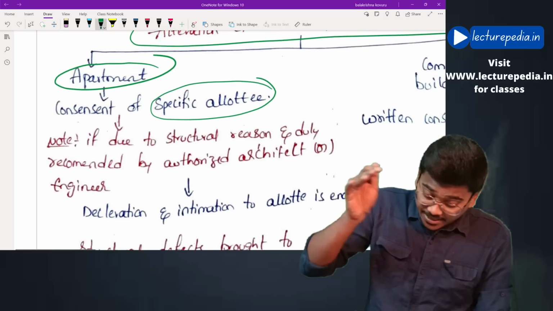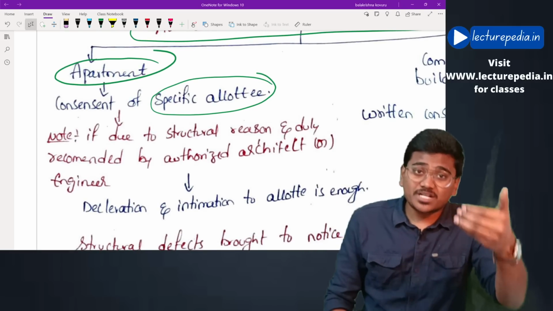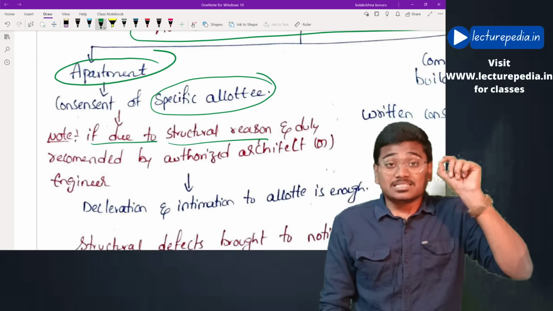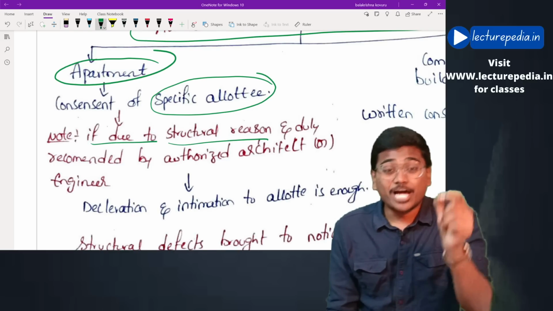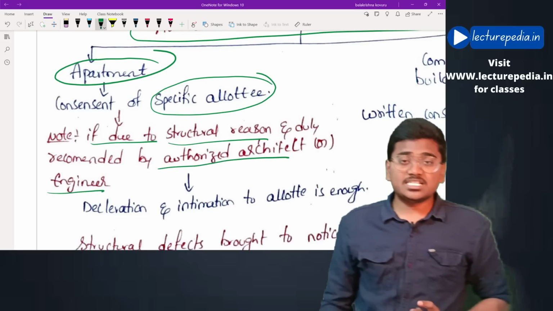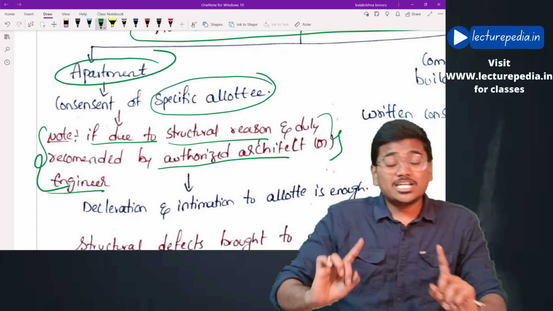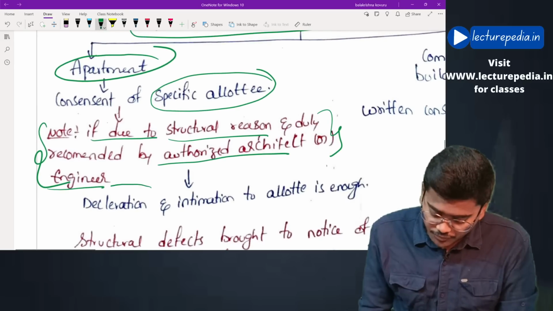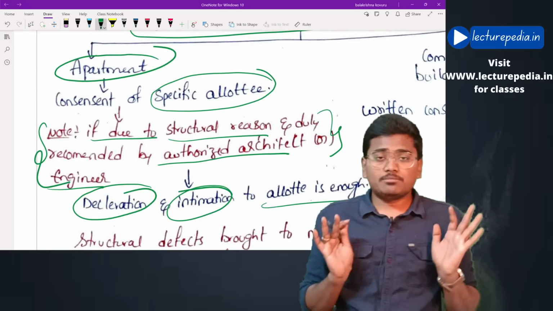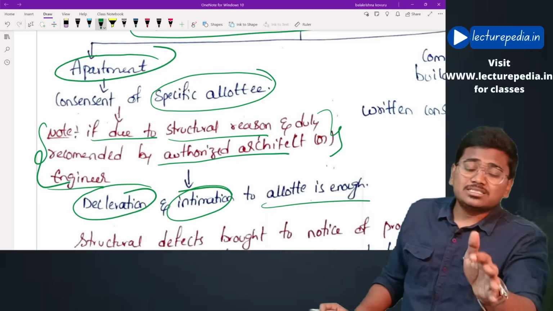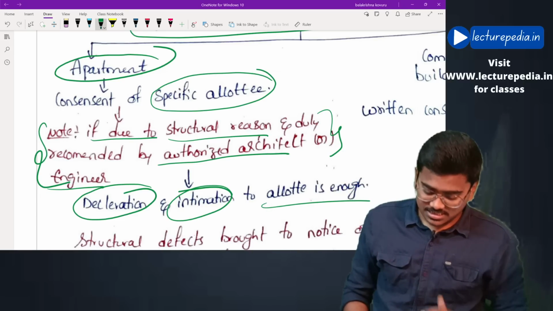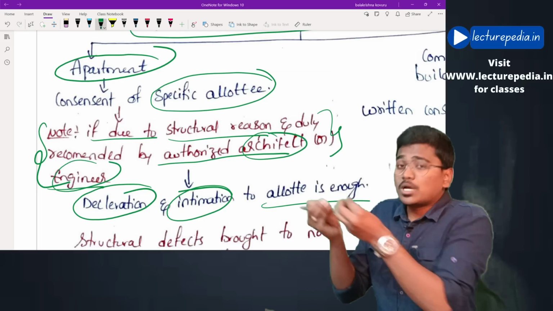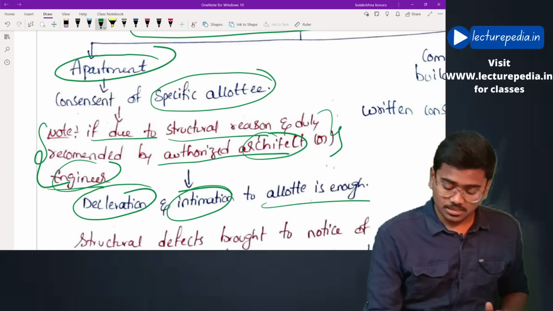Hope this is clear. And if the alteration of that apartment is due to some structural reason, and such alteration is duly verified and approved by an authorized architect or engineer, if these conditions are present, then you need not obtain specific approval. It is sufficient if you just give a notice, a declaration and intimation to the allottee that we are altering the apartment due to these structural reasons, and the same has been recommended and authorized by the architect and engineer also. Like this you have to communicate to the allottee, that is sufficient, if this condition is present.